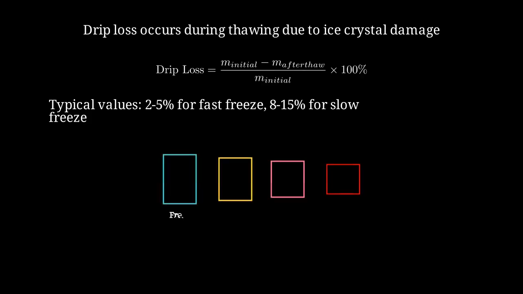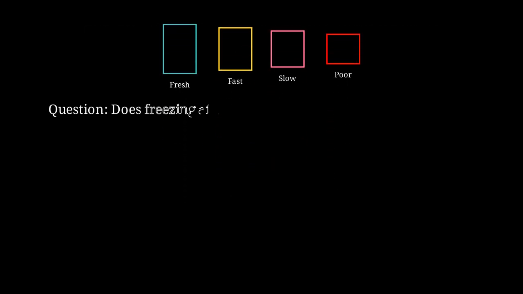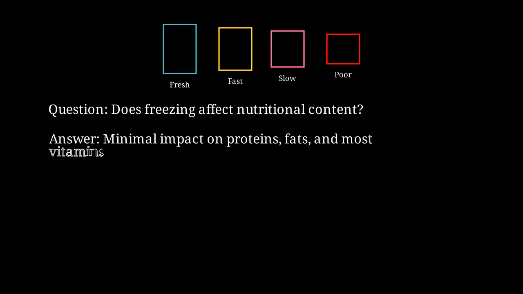This chart shows relative quality retention, with fresh fish as baseline, fast freezing preserving most quality, slow freezing causing moderate loss, and poor handling causing severe degradation. A common question: does freezing affect the nutritional content of fish? Answer: properly executed freezing has minimal impact on proteins, fats, and most vitamins. Some B vitamins may show slight reduction during extended frozen storage.